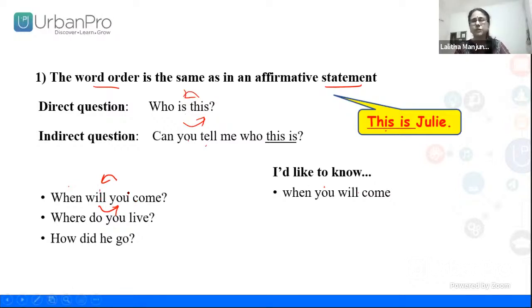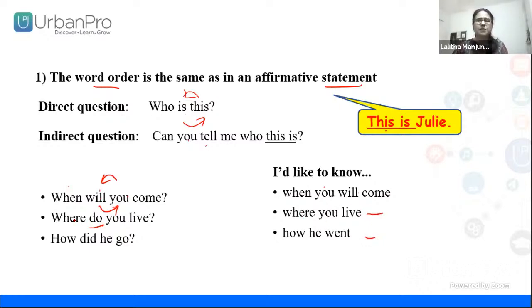Now let's look at the next one. Where do you live? What is the indirect question? I would like to know where you live. So what happened to this do? Let's look at the next question. How did he go? How do you make it into an indirect question? I would like to know how he went. So why do these two questions look so different?